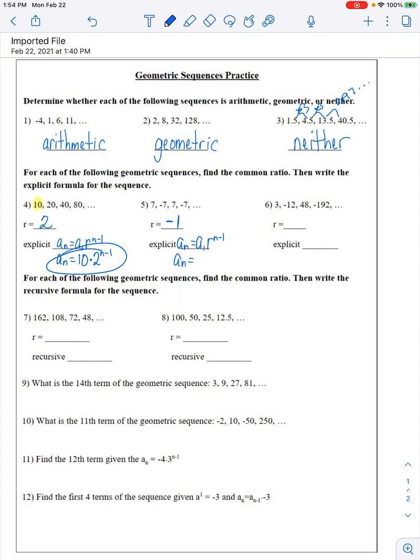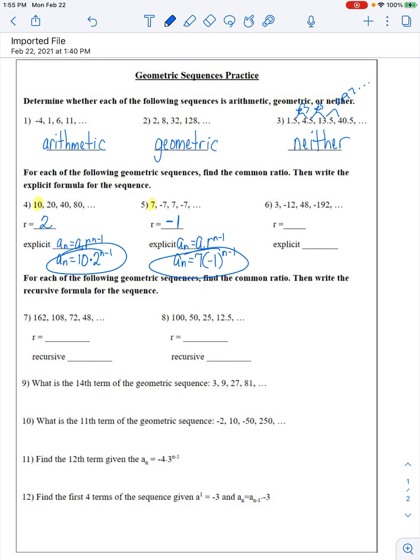So a sub n equals my first term, which is 7, times my common ratio, which is -1, so I'm going to put that in parentheses, raised to the n minus 1 power. So that is your explicit formula. Take a look at number 6.